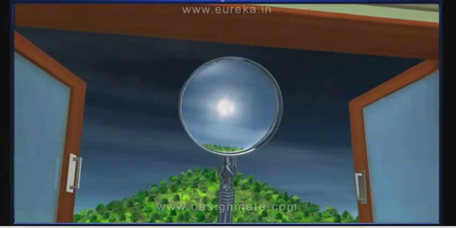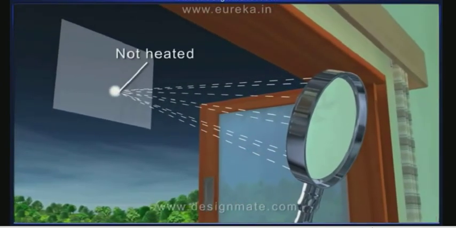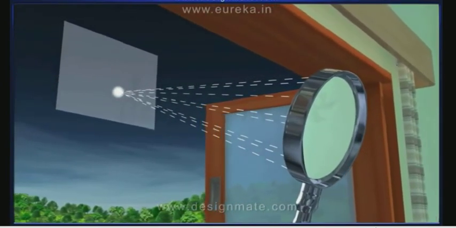The sun viewed from a concave lens would appear as a point. If you place a paper at this point, it would not be heated. The image formed in this case is a virtual image.